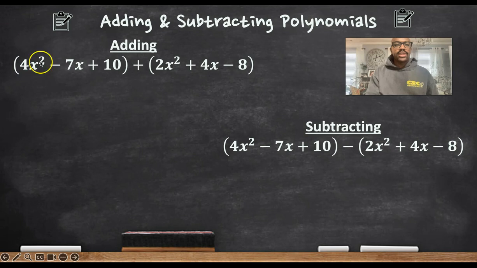All right, so let's go ahead and first look here. We're going to add these two polynomials: 4x squared minus 7x plus 10, plus 2x squared plus 4x minus 8.